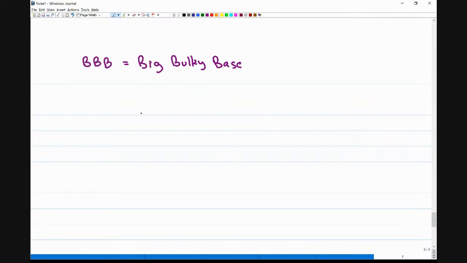A big bulky base would be something like tert-butoxide. Professors will write it in many different ways, intentionally to confuse you. But something like this stands for tert-butyl oxide, and the K is just the K+ positive spectator. A tert-butoxide looks something like this.